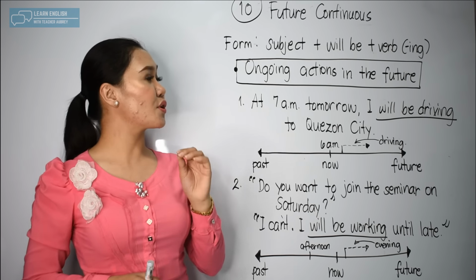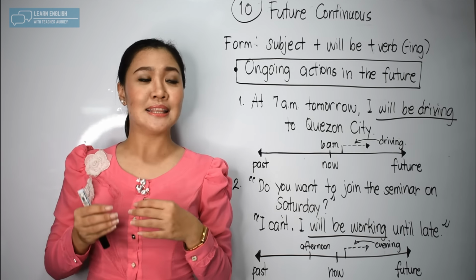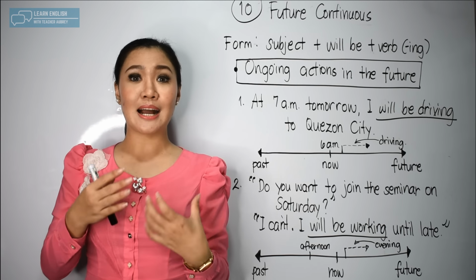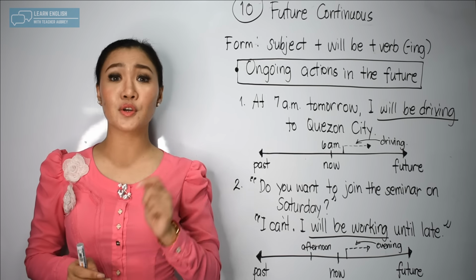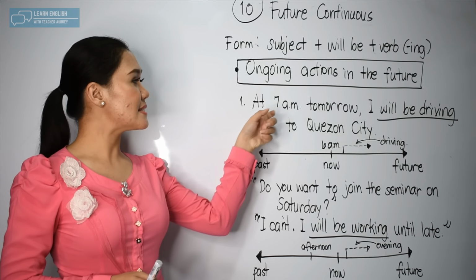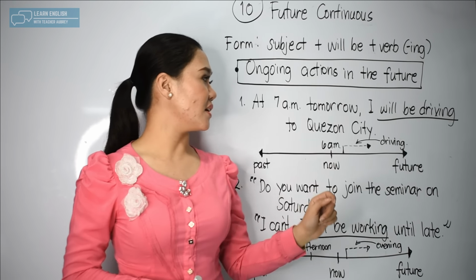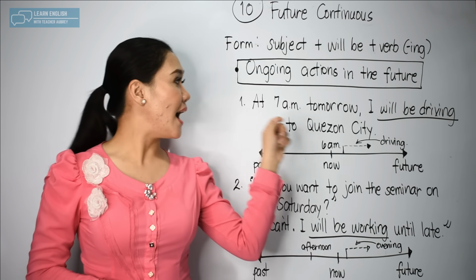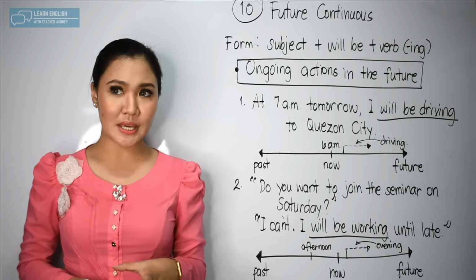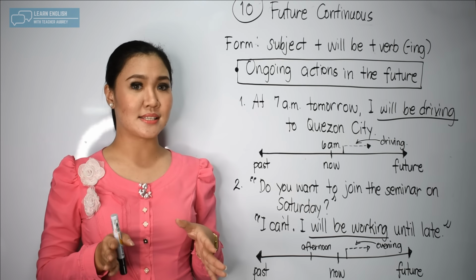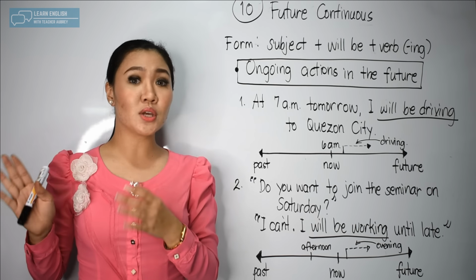Una, ginagamit siya for ongoing actions in the future o mga kilos na nagpapatuloy na ginagawa sa hinaharap sometime in the future. This is the first example. At 7 a.m. tomorrow, I will be driving to Quezon City. So, i-analyze natin. Bukas, ng 7 a.m., magdadrive ako patungong Quezon City.